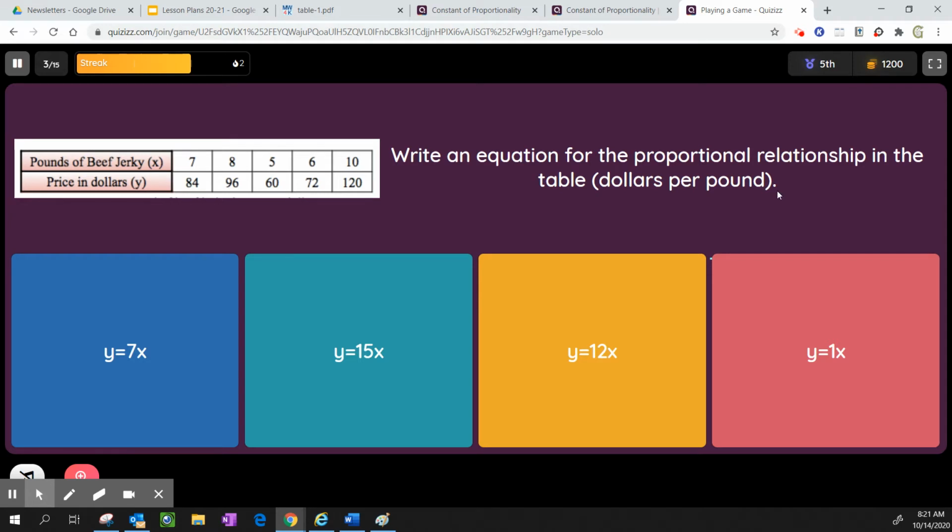This one, we're going to write an equation for the proportional relationship in the table. So I need to find my constant of proportionality. So that's going to be my 1. So 7 to get to 1 is divide by 7. So 84 divided by 7. I don't know that math fact in my head, so I'm going to check in my calculator. And it's 12. And so when I write my equation, I'm going to do y equals the constant of proportionality times x. And so the answer I want to pick is the one that has the 12 in it.